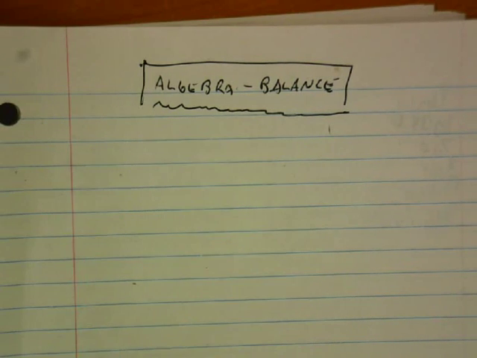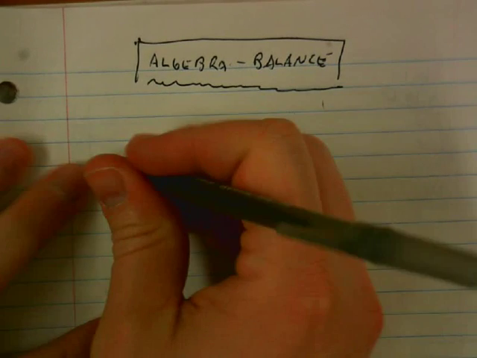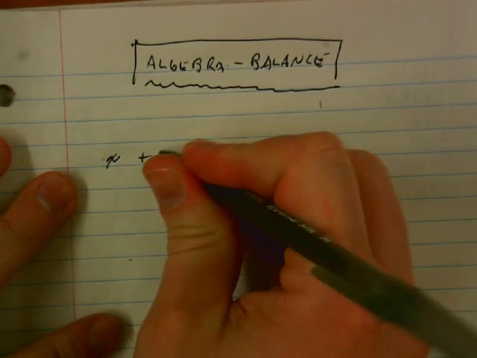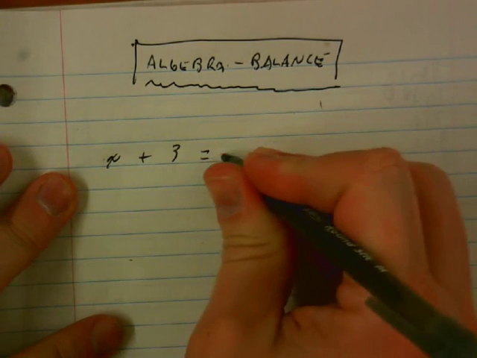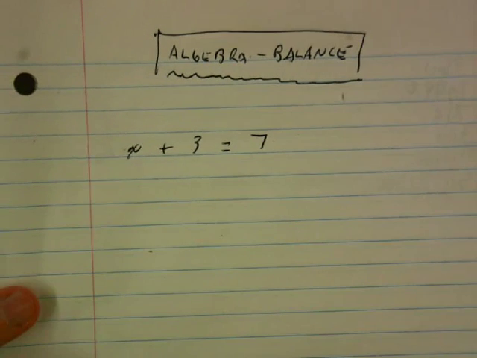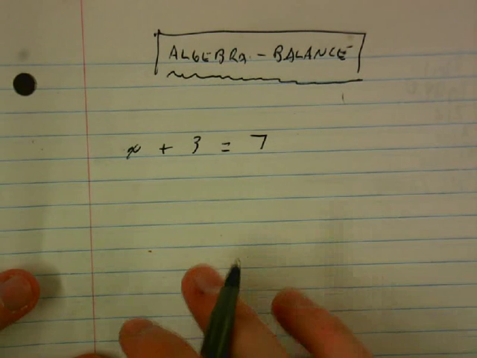Okay, I just want to quickly go over some of the things we talked about today and show it to you in a couple of different formats. So, just to give an example of questions, if I had x plus 3 equals 7, there are a couple of ways we can look at it.